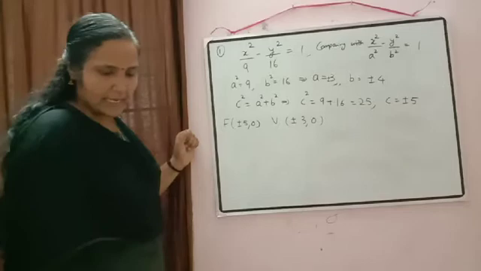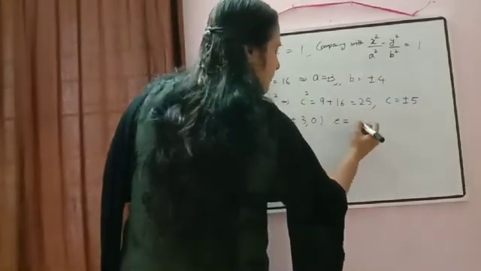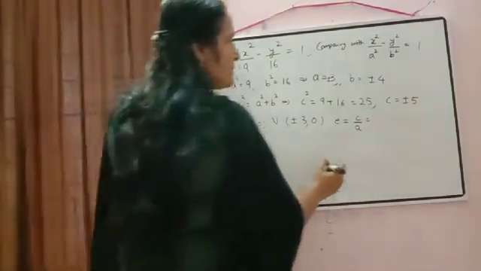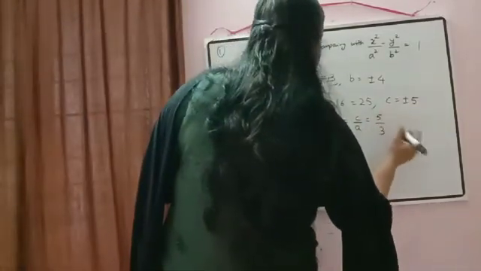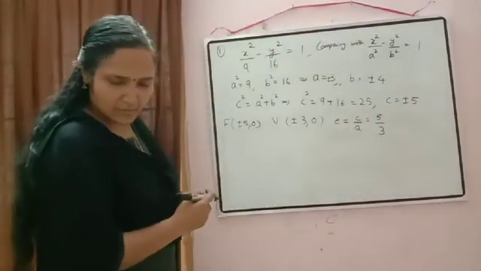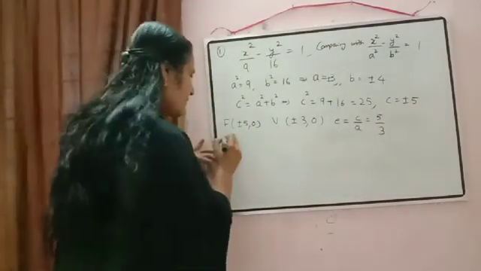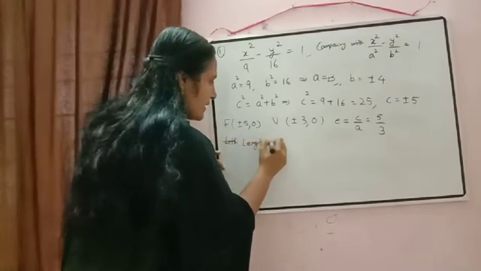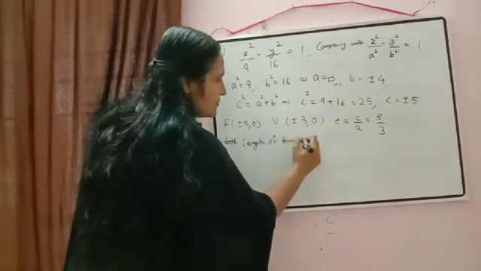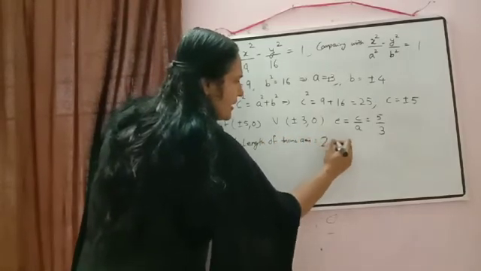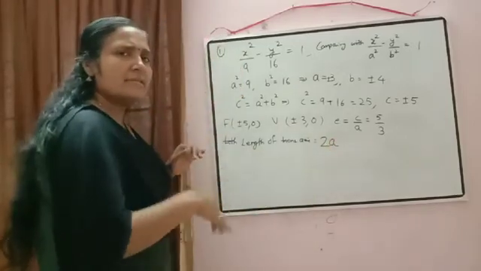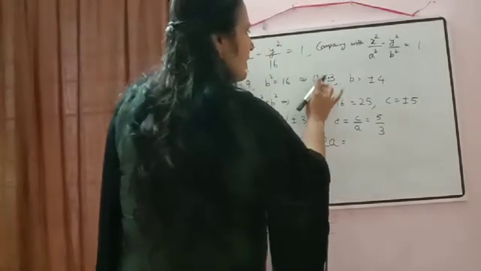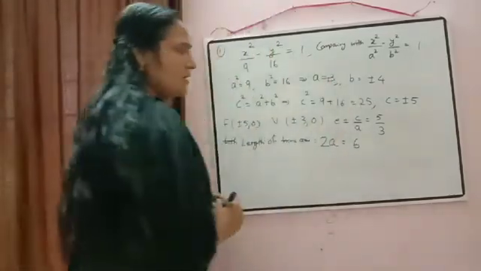Then next what we want? Eccentricity. The eccentricity formula is e is equal to c by a. What is the value of c here? c is equal to 5 and a is equal to 3. So eccentricity is equal to 5 by 3. Then length of transverse axis. The length of transverse axis is equal to, the formula is 2a only, whether it is on the x axis or y axis. What is the value of a? 3. So we will get 2 into 3, 6.